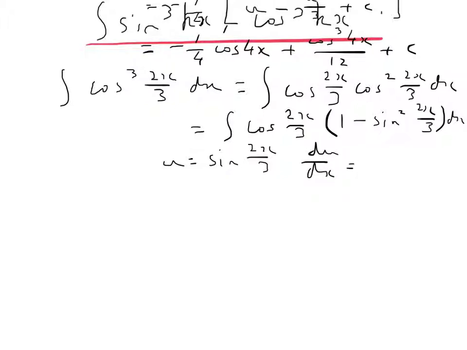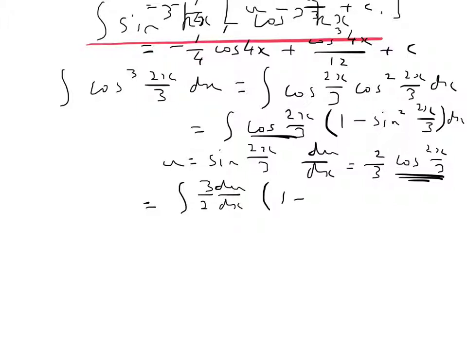Find the derivative. The derivative of sine 2x on 3 is 2/3 cos 2x on 3. Time to rewrite the expression. There's your cos bit, there's your cos bit. To get that by itself we'll transpose, so this becomes 3 on 2 du/dx. Then I've got my bracket, 1 minus u squared dx. 3 on 2 comes out, and we're actually integrating 1 minus u squared du.